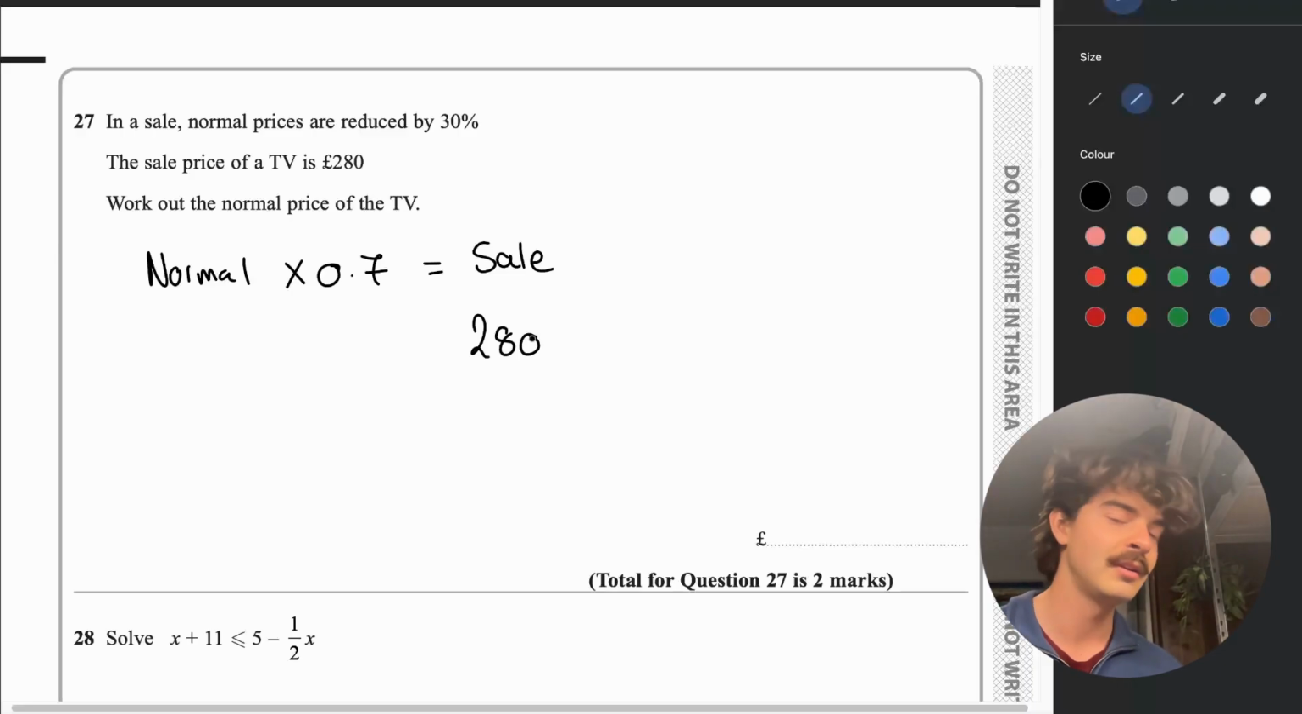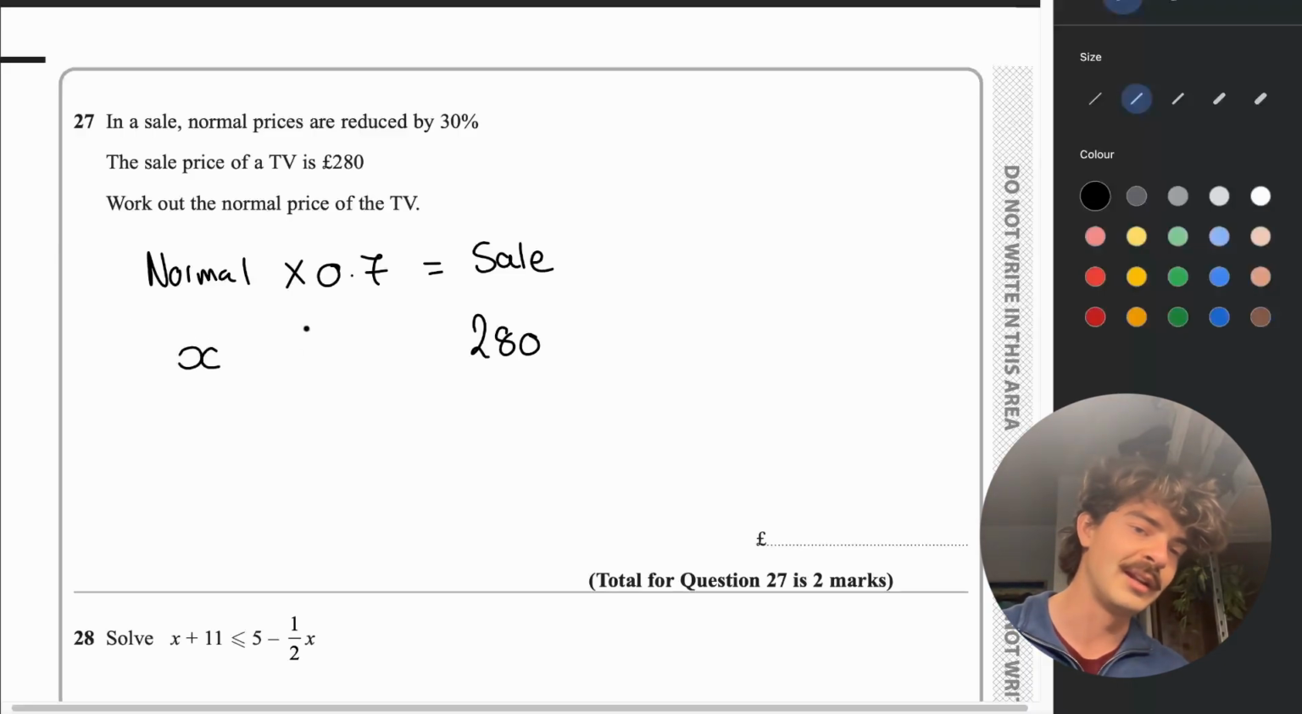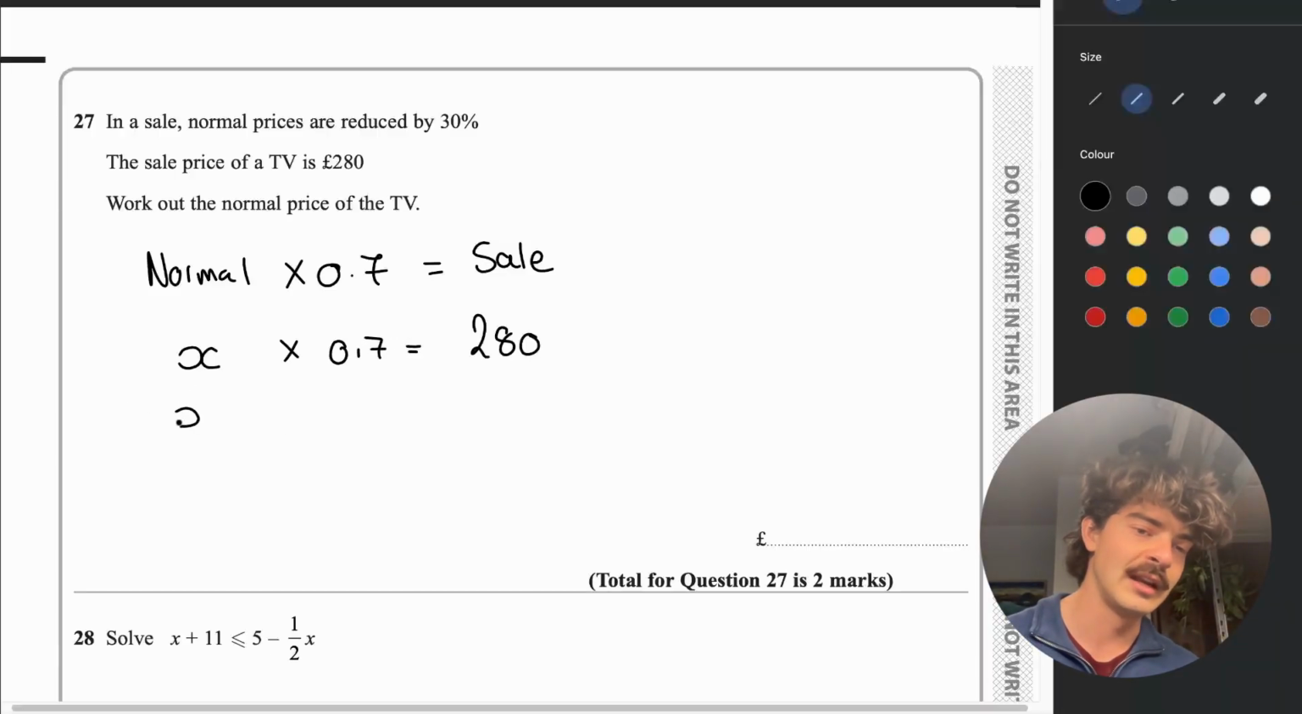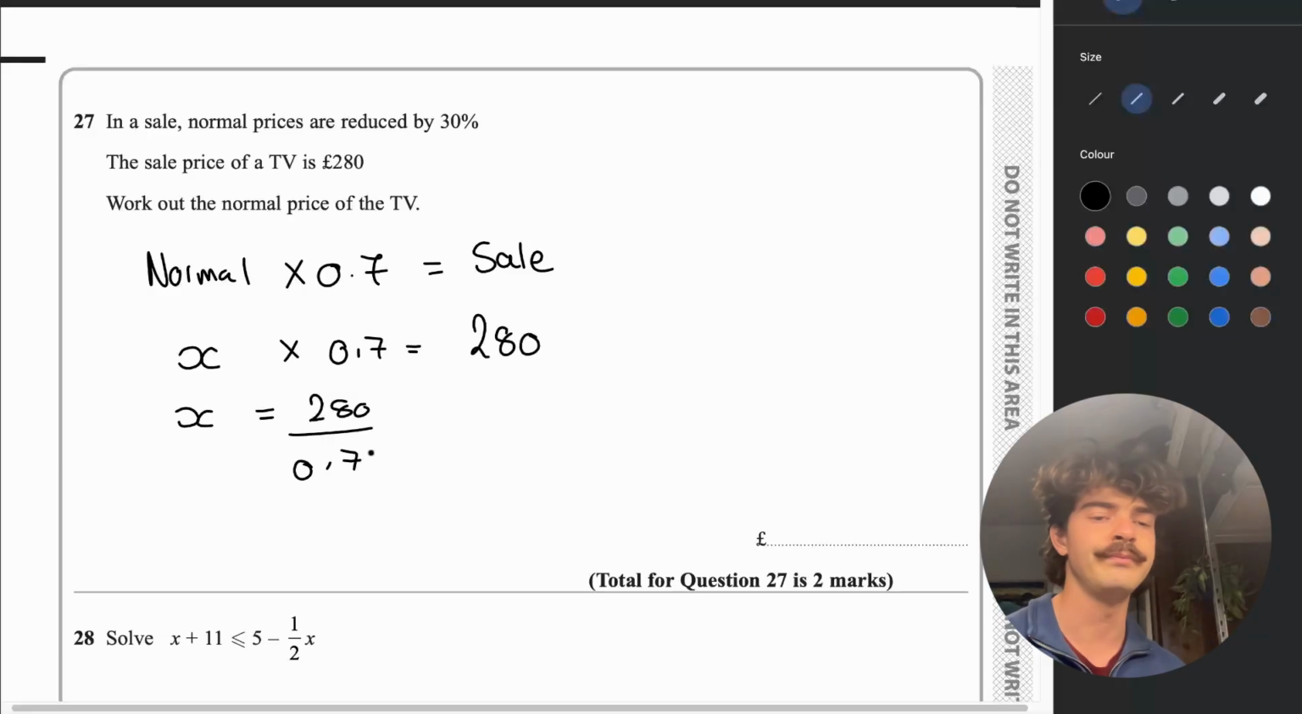Now, we know that the sale price is 280. We don't know what our normal value is, and we do know what the discount is, 0.7. So a little bit of rearranging here, and we're left with x is equal to 280 divided by 0.7. Now that doesn't seem like the nicest thing in the world, but we can make it a little bit easier for ourselves. We know that 280 is the same as 70%.